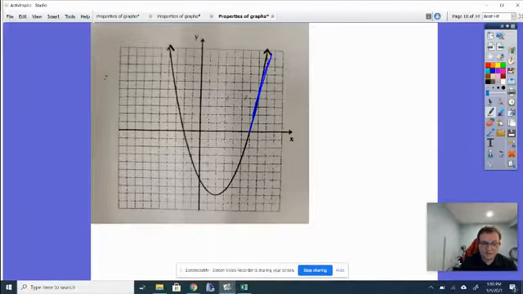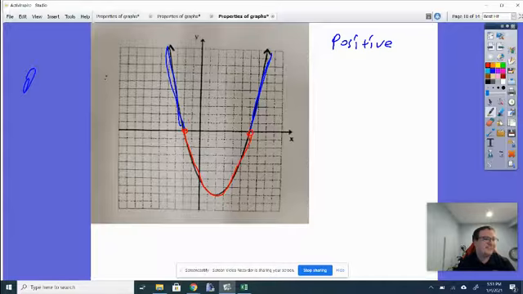So my positives are up here. And I do have 2, and that's fine. You can have 3 or 4 or 5 or whatever. And my negative is down here. Now, again, I'm not going to include those x-intercepts because at those x-intercepts, it's at 0, and that's not positive or negative.